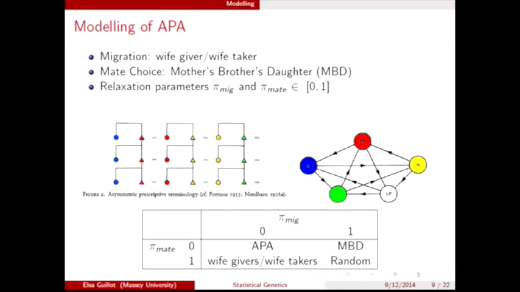But because it's not very clear in the literature how stringent it is, I'm going to have two relaxation parameters, pmig and pmate. If they are zero, everybody must follow the rule as much as they can. Meaning if you don't have a cousin, you can't marry one. But if you have a cousin, you have to marry them. But if pmate is one, I'm only doing the wife givers, wife takers. Everybody is relaxed in terms of who you should marry. And same for the migration: if you migrate wherever you want and mate with whoever you want, it's a random system with female migration. And I'm going to have a continuum of values here.